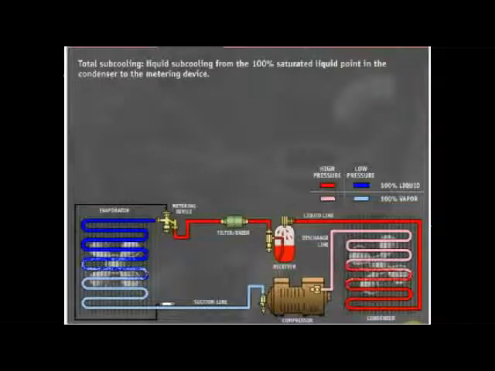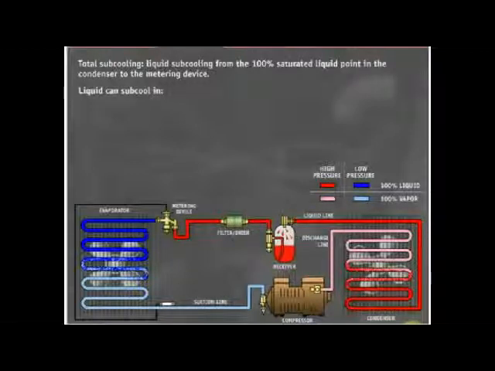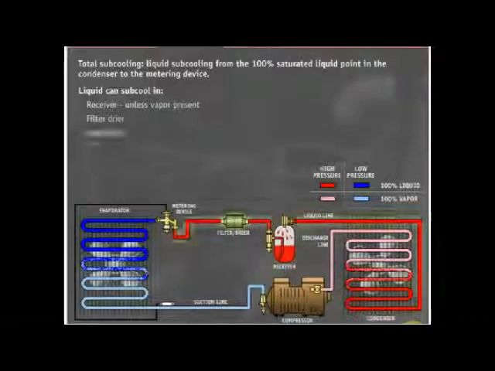Total subcooling encompasses liquid subcooling from the 100% saturated liquid point in the condenser to the expansion valve or metering device. This means that total subcooling includes condenser subcooling and any subcooling that takes place after the condenser. Liquid can lose heat and subcool in the receiver, filter dryer, and liquid line before it gets to the metering device. However, if there is any refrigerant vapor in the receiver, the subcooled liquid will not subcool further.